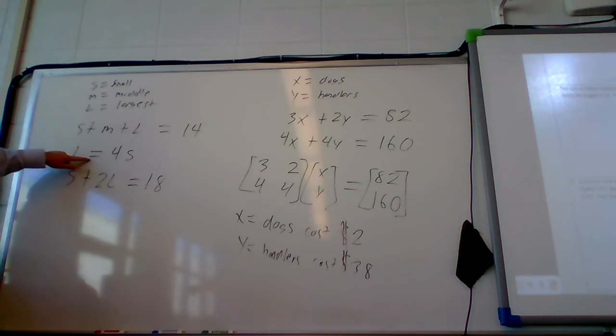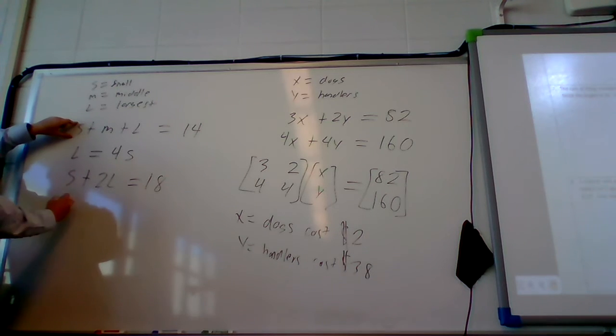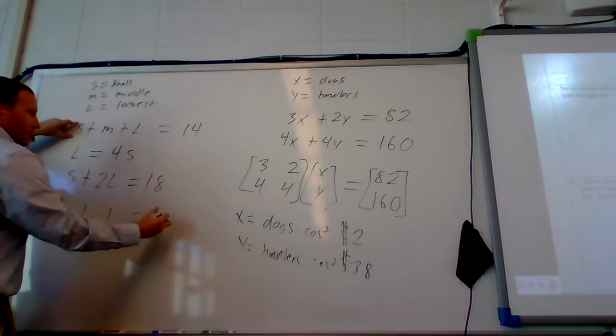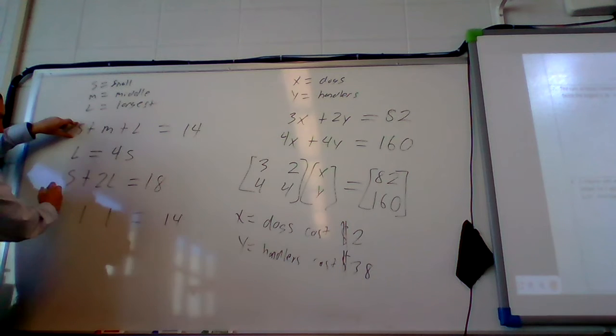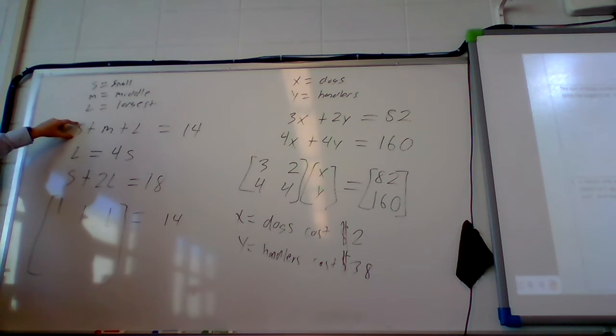So we've got these equations. We need to set them up to where we can turn them into a matrix easily. Let's use this first equation kind of as our base. So that would be 1, 1, 1, and 14. Right? So that's the start of our 3 by 3 matrix.